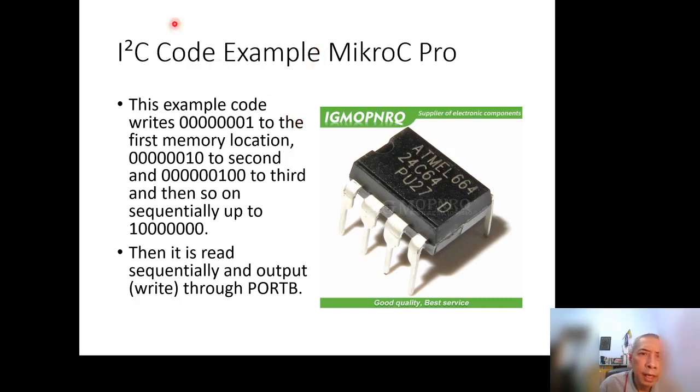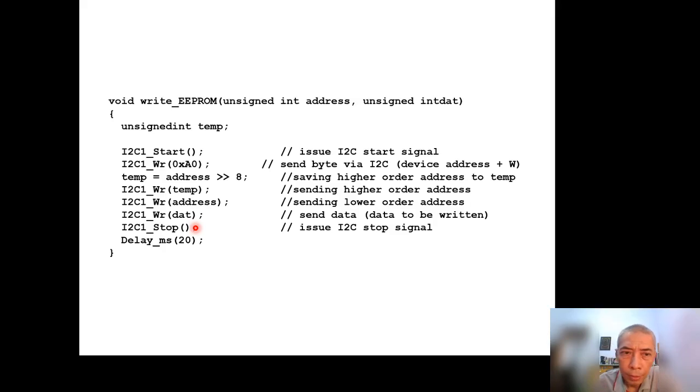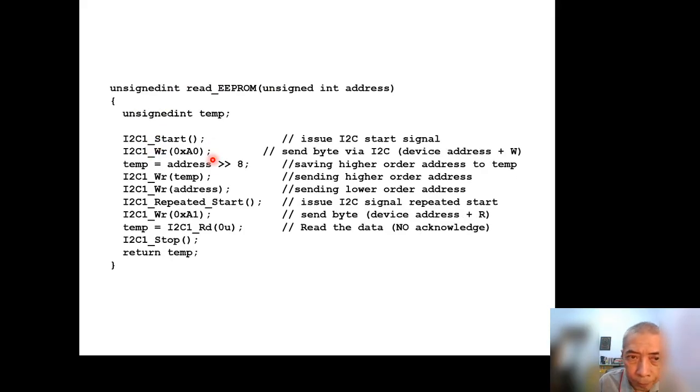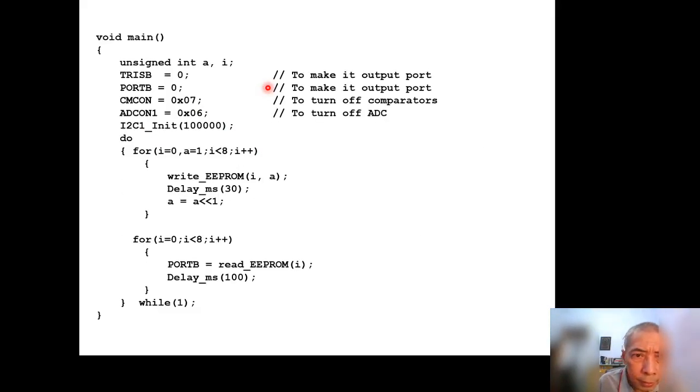So the I2C code example from Microchip, according to the 24C64 EEPROM, is to write 1 to the first memory location, 2 to the second memory location, 4 to the third, and so on until maybe 100000 to the last address of memory. Then it is read sequentially and output through port B. So we need to make a function to write to EEPROM, to read from EEPROM, and the main itself.